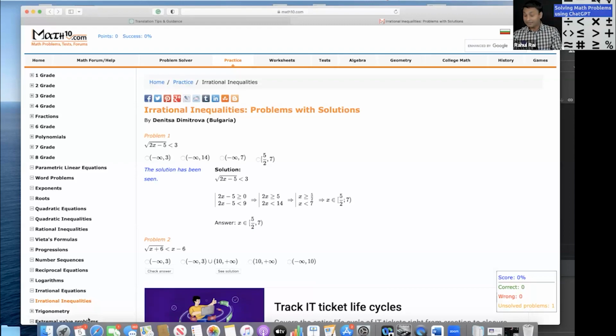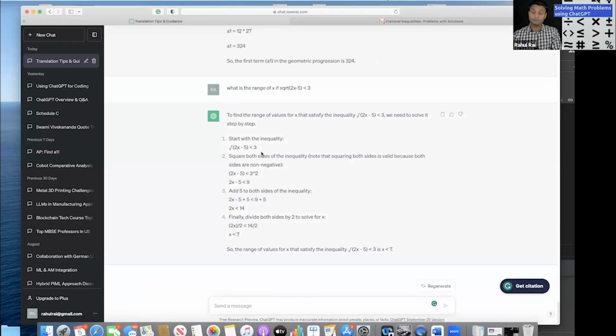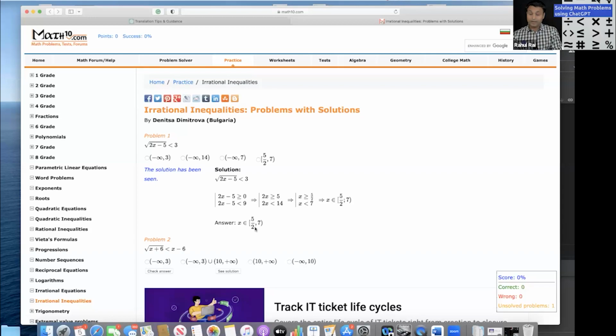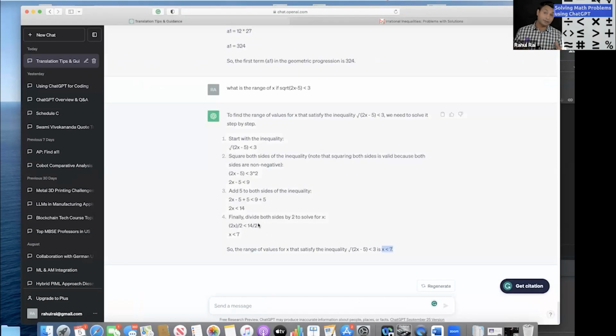So the answer that has been provided by ChatGPT in this context is not right. For this inequality solution, the answer provided is -∞ to 7, whereas the real answer, the right answer, is 5/2 to 7, right? So the answer provided by ChatGPT is not right in this setting.